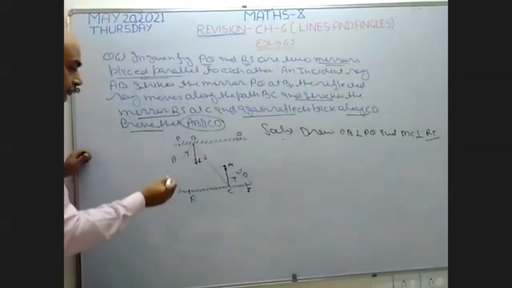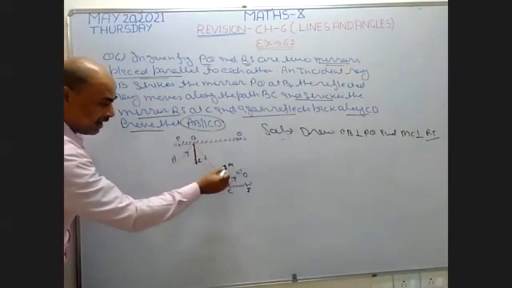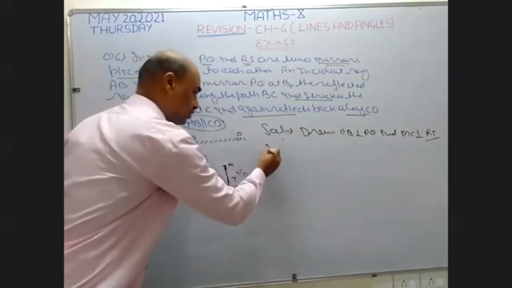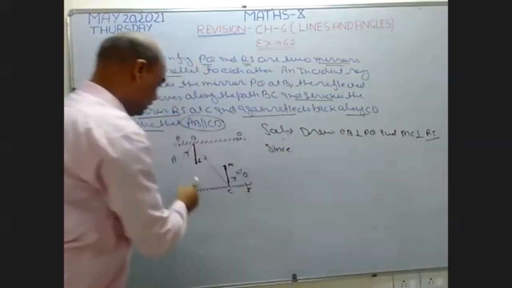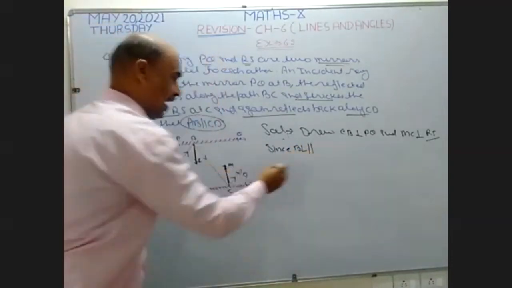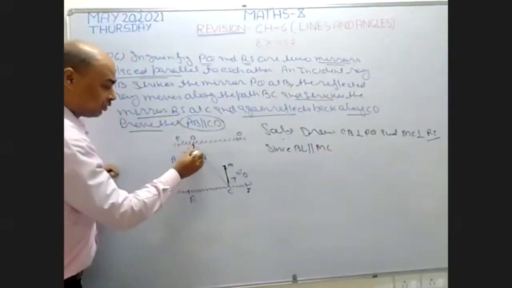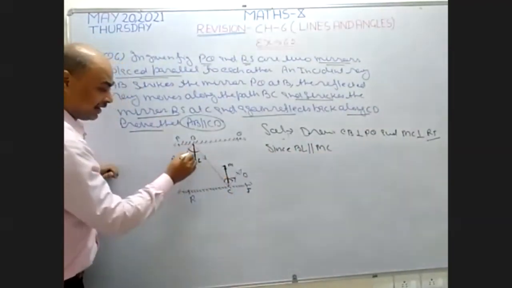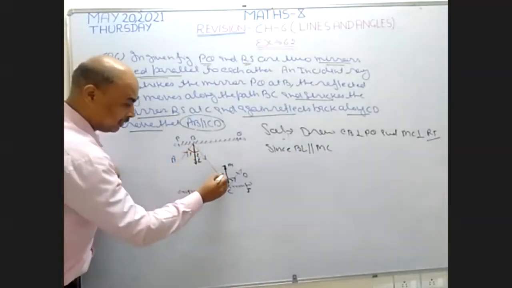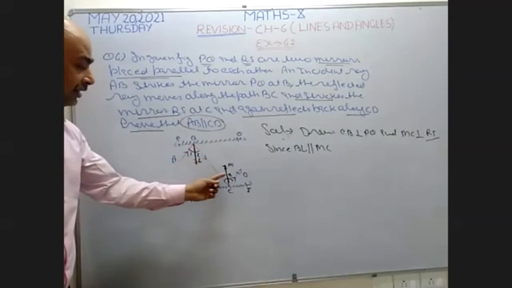Since this line is parallel, I write here: since BL is parallel to MC. These two lines are parallel. Therefore, I'm going to write some angles here. I write here angle 1, angle 2, angle 3, angle 4.